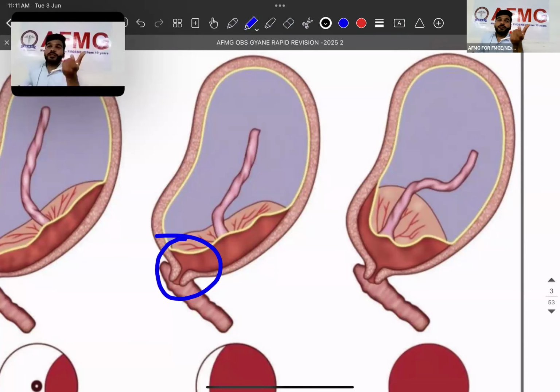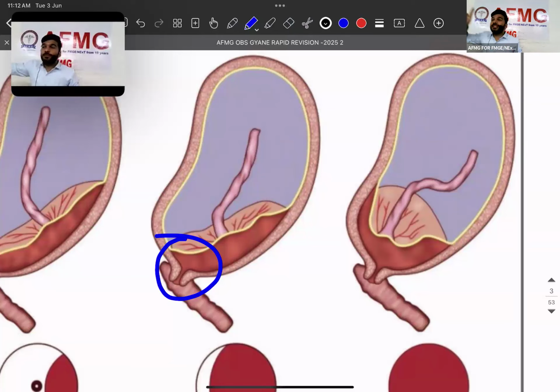Your management will be, sir, wait till how long? 37 weeks. If prior to that, we'll go for conservative management. If vitals not stable, cesarean. And if term pregnancy, cesarean section. Is that clear? So placenta previa at term, what is the management?